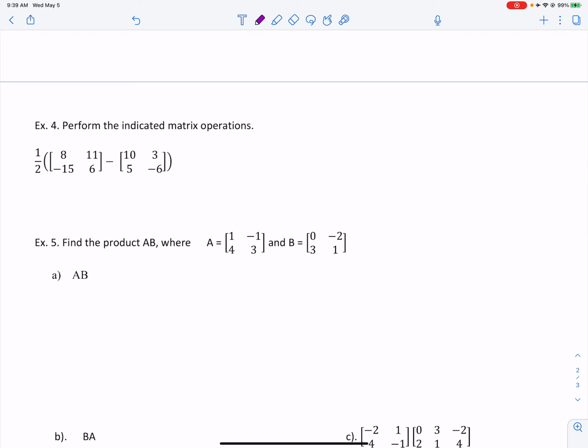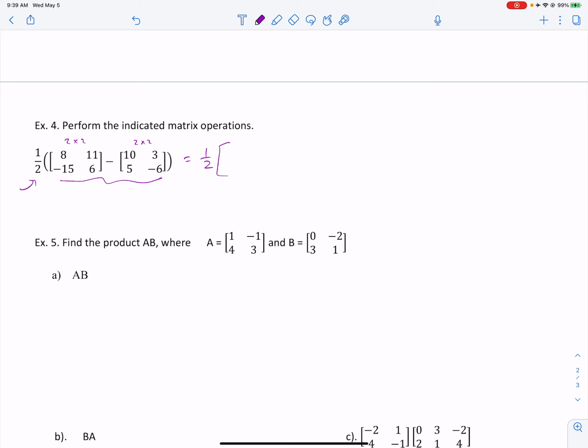So here we have directions: perform the indicated matrix operations. Well, we have parentheses, and we have 2 by 2 matrices that we are being asked to subtract. On the outside of that we have a scalar. I'm going to go ahead and do what's inside the parentheses and subtract these two. That means we're going to subtract corresponding elements.